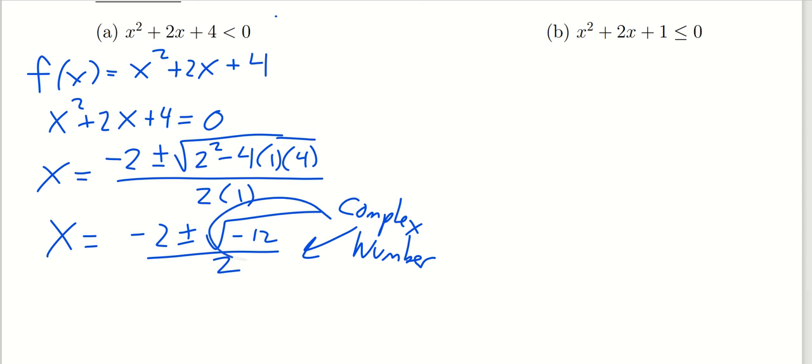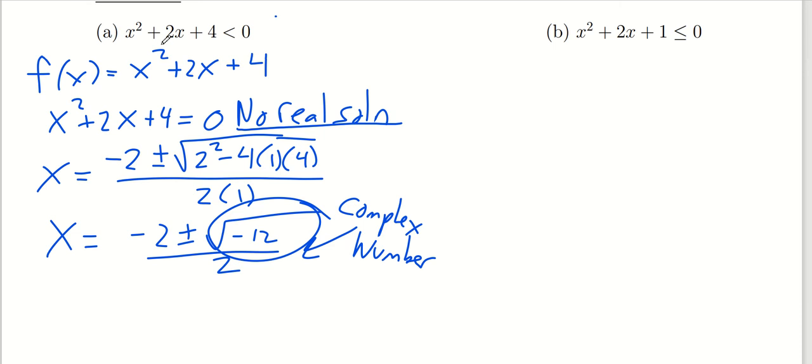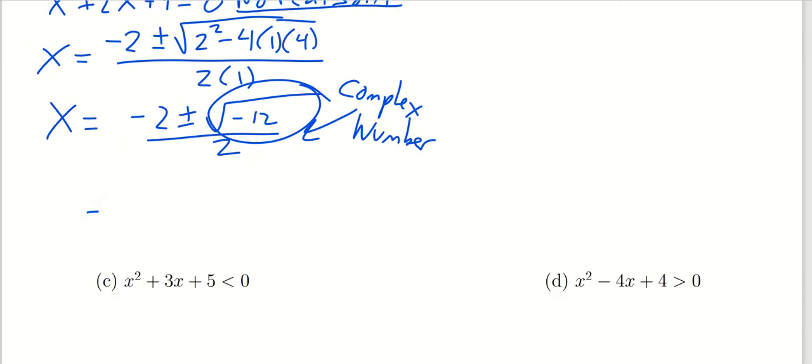Because of the presence of the square root of a negative. On the number line, we're only able to plot real values, and so we would say that this equation here has no real solution. So there is no real solution to this equation, meaning there are no boundary points. What that means in terms of our polynomial inequality is that there is nothing to divide the real number line.